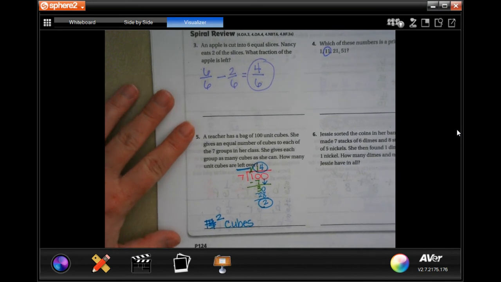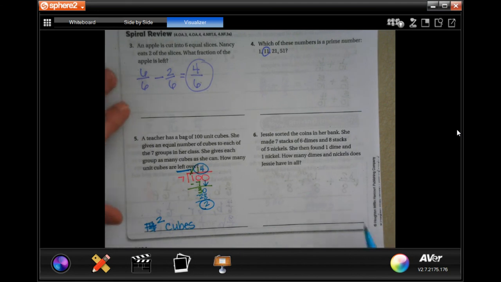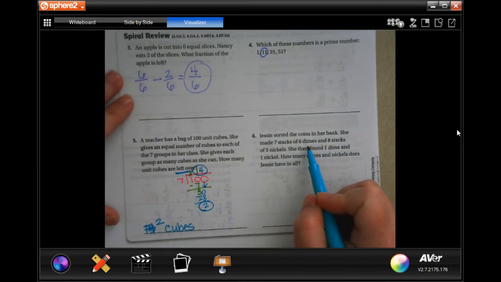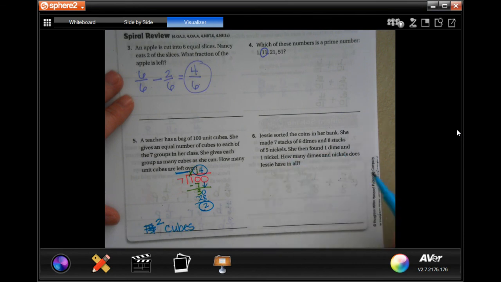Okay, sorry about that. Okay, Jessie sorted the coins in her bank. She made 7 stacks of 6 dimes and 8 stacks of 5 nickels. Then she found 1 dime and 1 nickel. How many dimes and nickels did Jessie have in all?